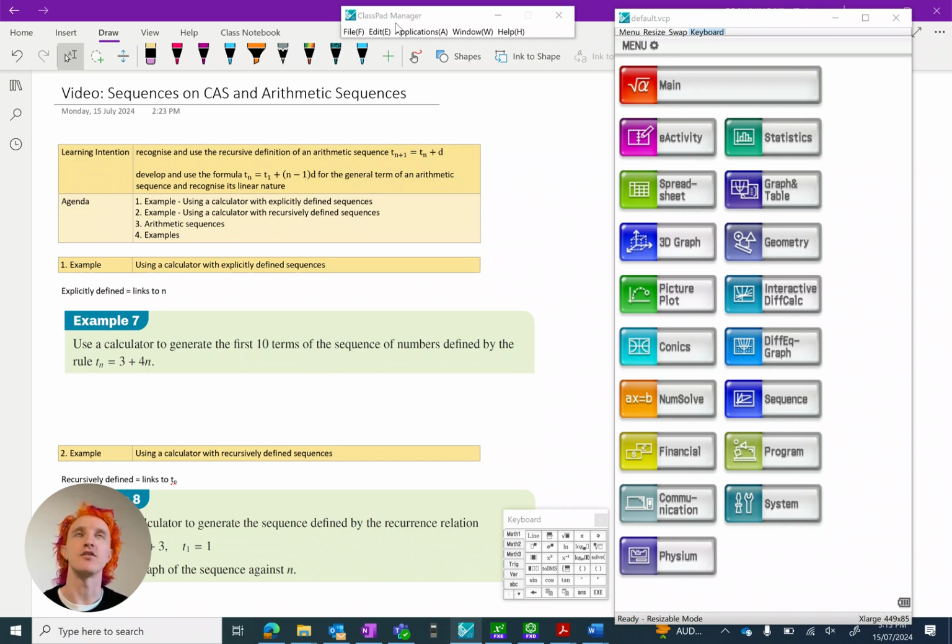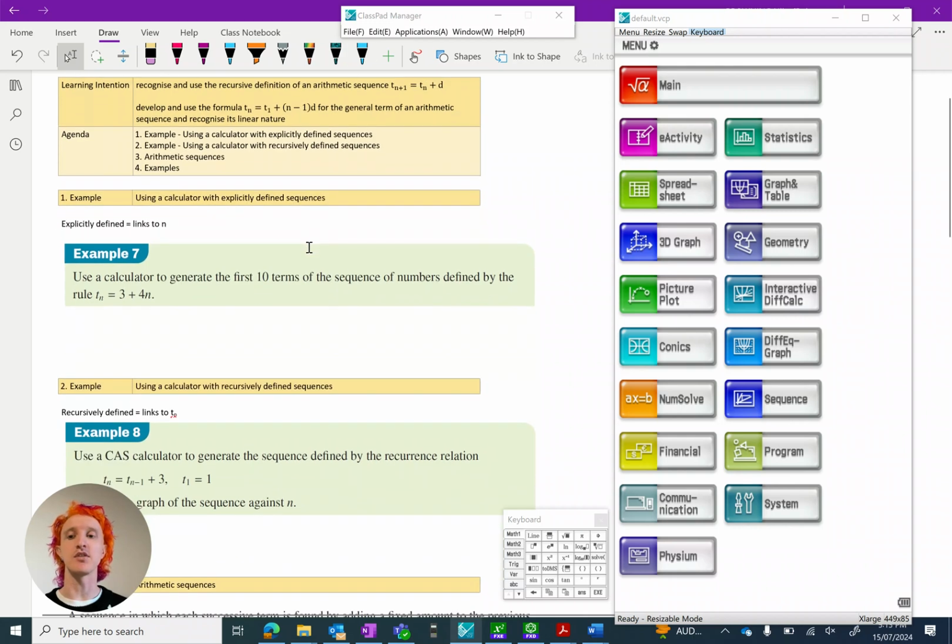We've got our lovely video for Methods starting on sequences and CAS or our ClassPad, and then moving on to arithmetic sequences. Starting off with just some examples, so using a calculator with explicitly defined sequences and then moving on to using a calculator with recursively defined sequences.